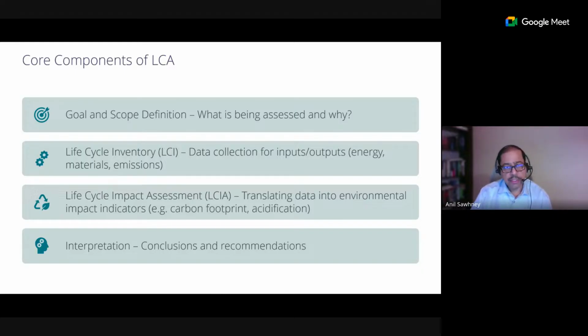The third step is life cycle impact assessment. You then take the data and convert that into environmental impact indicators. LCA is broad. It looks at various environmental impacts such as carbon emissions, acidification, and other aspects of environmental impact also. And the fourth step is obviously to interpret the results of the analysis and allow its use by decision makers.